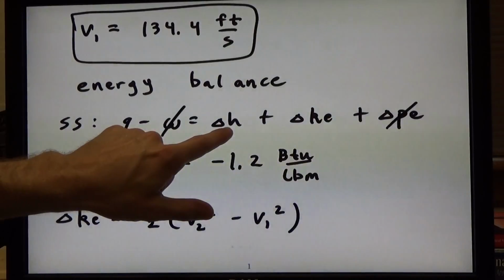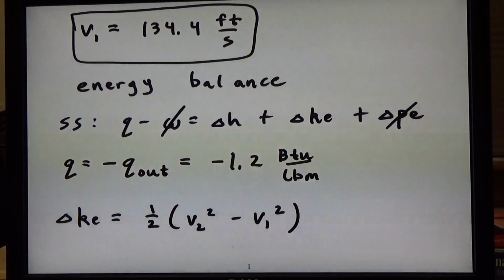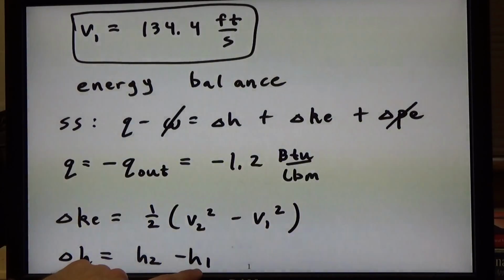What about delta H? So delta H is just H2 minus H1. And since we have a phase change substance, we're going to be looking up these properties in the table. We've already looked up H1. Let's see if we can look up H2.